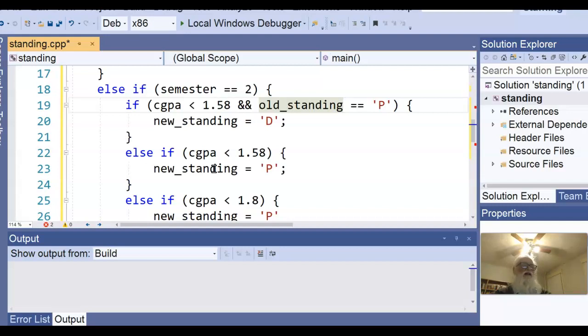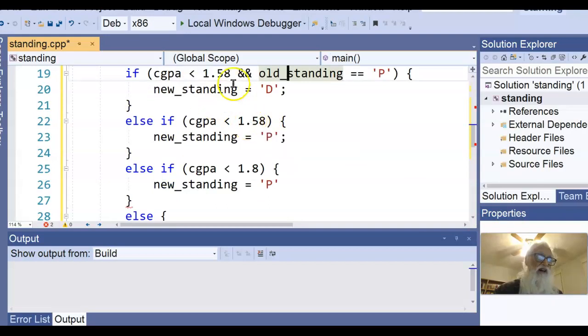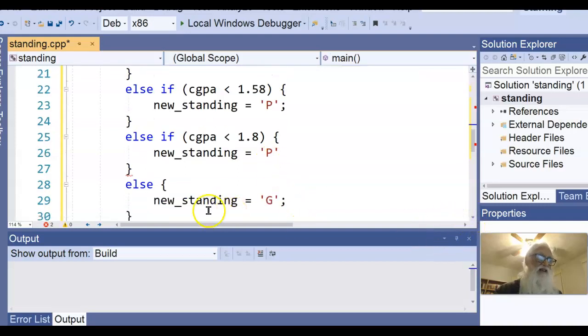Now, if your CGPA is less than 1.58 and this part weren't true, then you're in the else. So the else says one of these isn't true. So let's check. Is CGPA less than 1.8? If it is, we know that old standing can't be P, so we're not dismissing, we're putting on probation. Now these two together cover all possibilities of 1.58. Now we look at 1.8. That's the next cutoff. It can't be below 1.58. We've already checked those off. So it's got to be above 1.58 and less than 1.8. Therefore, new standing is P. And finally, the only thing left is that it's above 1.8. It may be greater than or equal to. I should check.